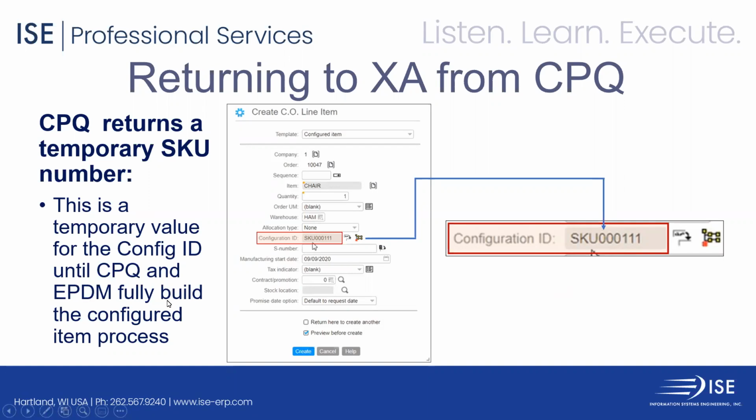So CPQ and EPDM need to work together to fully build your brand new or update, if you already have one, configured item process. So most of the time, of course, you're getting a brand new configured item process just because there's so many permutations and combinations, but occasionally you are configuring the same configuration that you've done in the past, and CPQ and XA recognize that.